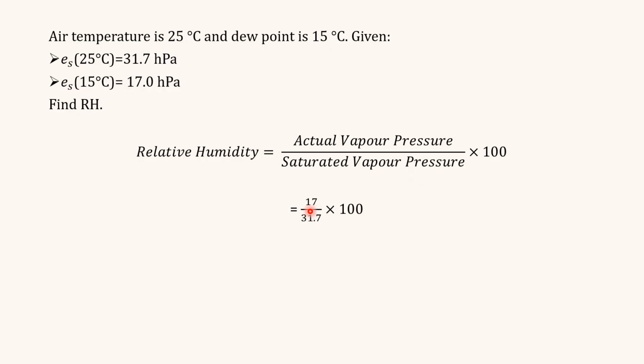So here we have the 17, that is the actual vapor pressure, and this is the saturated vapor pressure, 31.7. So here we get 17 divided by 31.7 into 100. So when we calculate this, we will be getting 53.6%.